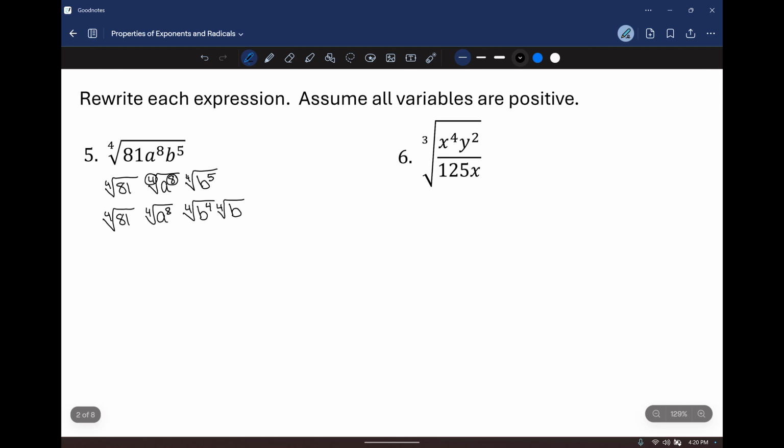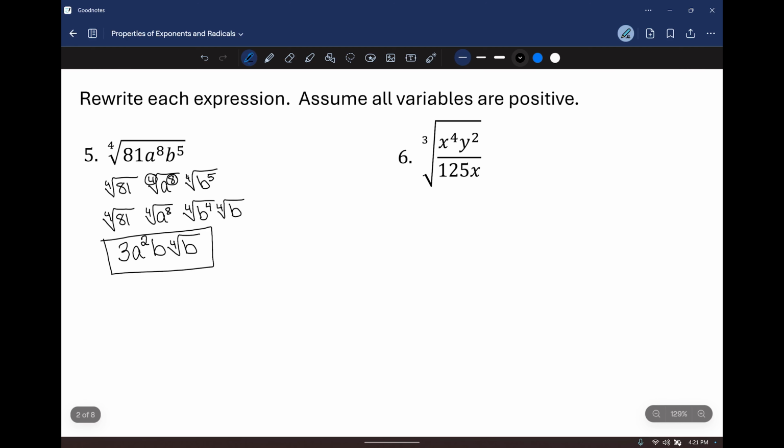Then I'm going to go through and I'm going to root all of the perfect ones first because we want those in the front. So the 4th root of 81 is 3. The 4th root of a to the 8th is a squared. The 4th root of b to the 4th is b, and then you have your 4th root of b.